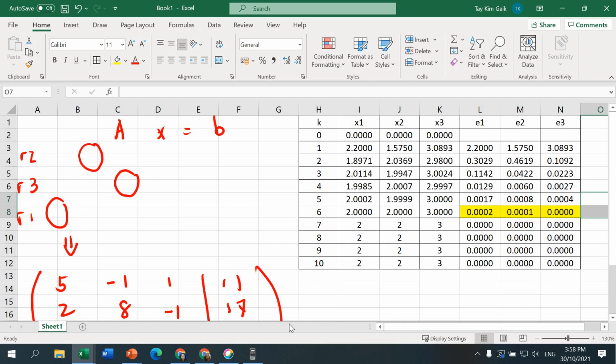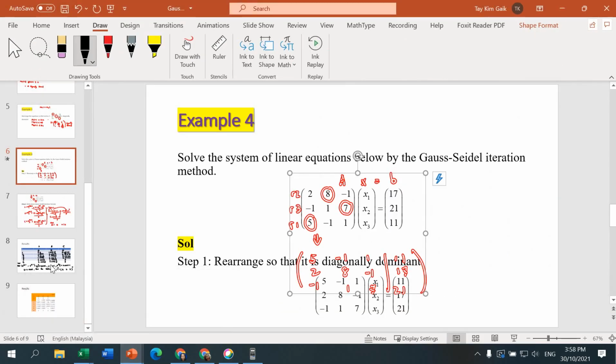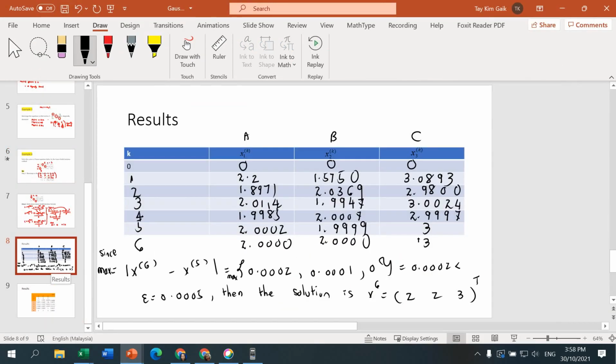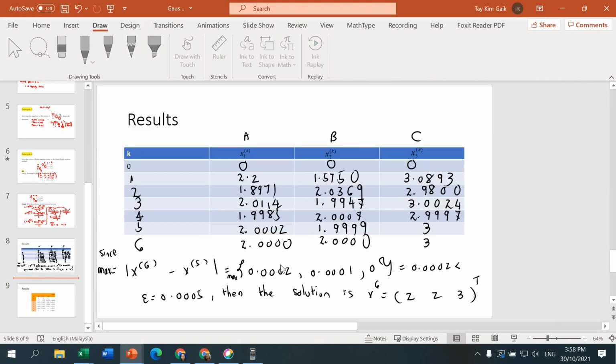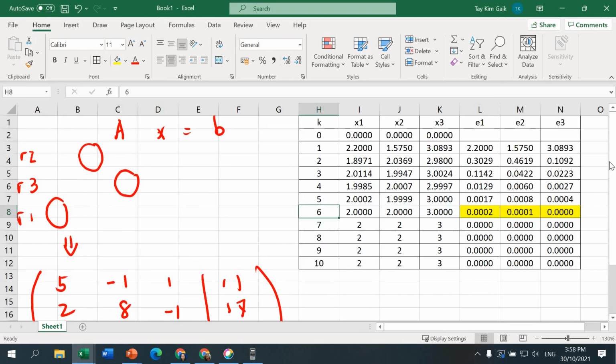This is step 6, also step 6. So your result is x at step 6. But if you use Excel, it will be much faster. You just key in the formula at step 1, drag down, and you can calculate the errors quickly.